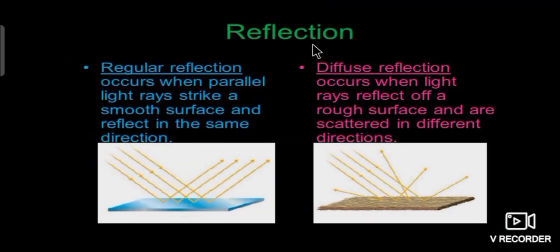Let's see the types of reflection. Depending upon the surface, reflection is classified into two types, regular reflection and diffuse reflection. Regular reflection or specular reflection occurs when parallel light rays strike a smooth surface and reflect in the same direction. Second one, diffuse reflection. Diffuse reflection occurs when light rays reflect off a rough surface and are scattered in different directions. See the picture, students. This is diffuse reflection.